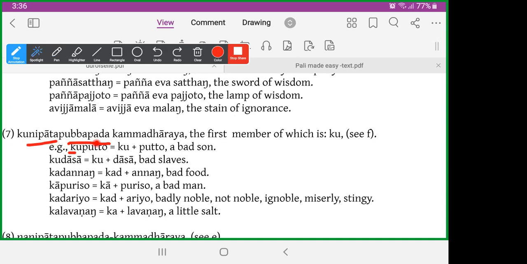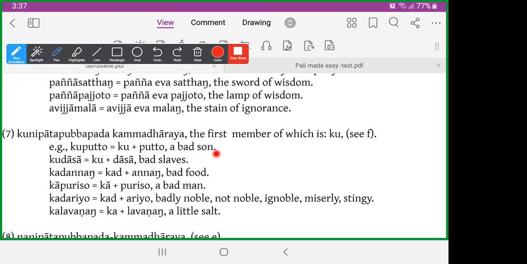Okay, so we read together. Ku nipata pubbapada kammadharaya, the first member of which is ku. Kuputto, bad son. Kudaso, bad slaves. Kadannam, bad food. Kapuriso, bad man. Kaariyo, badly noble, not noble, ignoble, miserly, stingy. Kalavanam, a little salt. I think these few are easy to understand. Bad son: you put the word ku, puttho, you can divide as ku and putto, bad son.